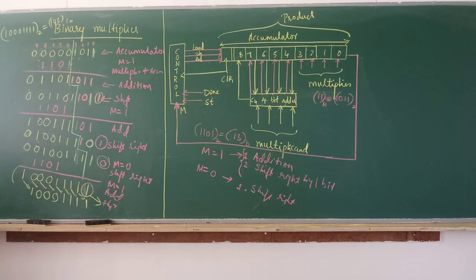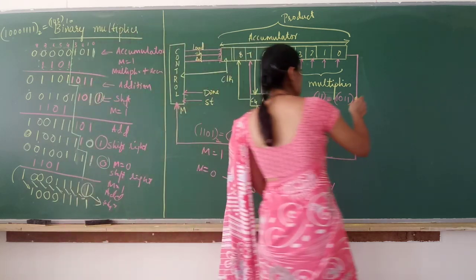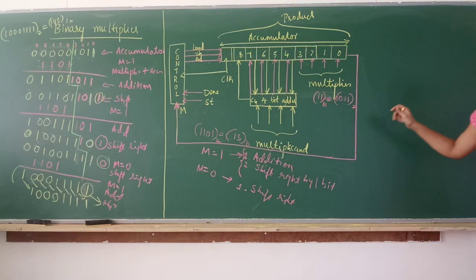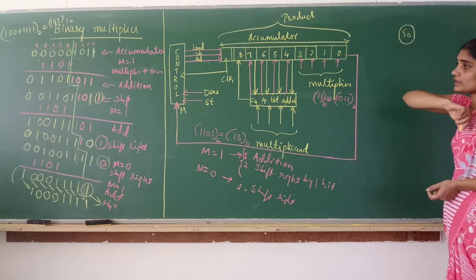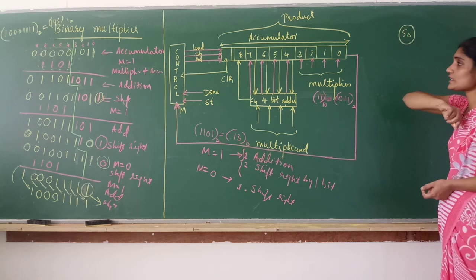Okay. So now, initially let us take it. Let me write it here. I think it is visible. Yeah. So now initially let us take that the control unit circuit is in state S0.